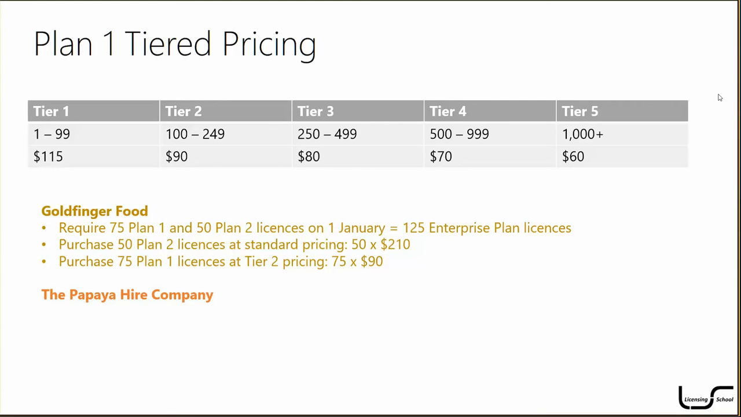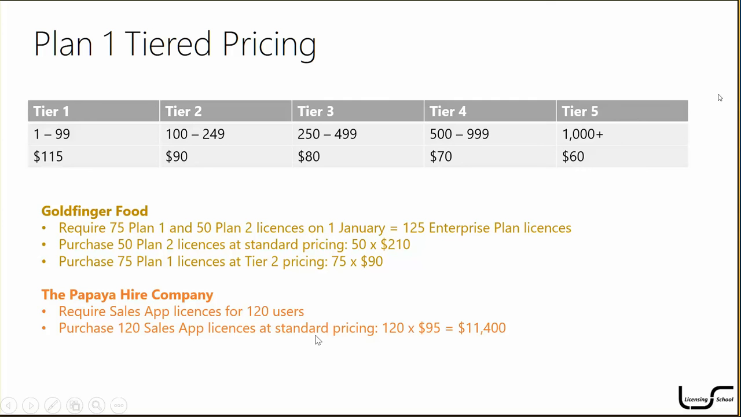Another example to be aware of, a Papaya Hire company, quite hard to say. Let's say they require the sales app licenses for 120 users. Now, the sales app does not have tiered pricing. So the only tiered pricing is for the team members or for Plan 1. So here they need the sales app licenses for 120 users. Therefore, they just pay standard pricing. The price for the individual apps, $95. 120 times 95, lovely.